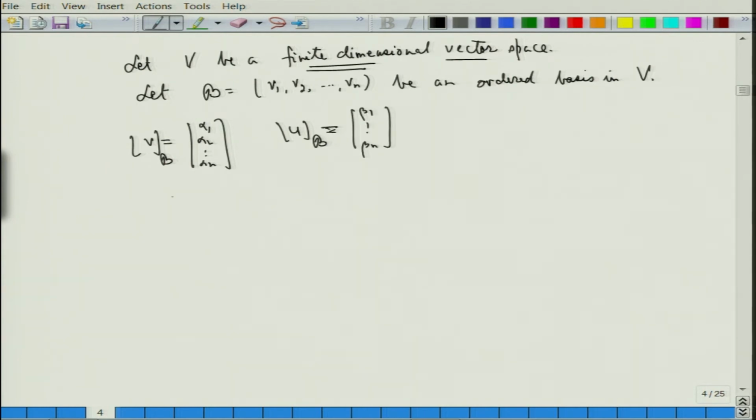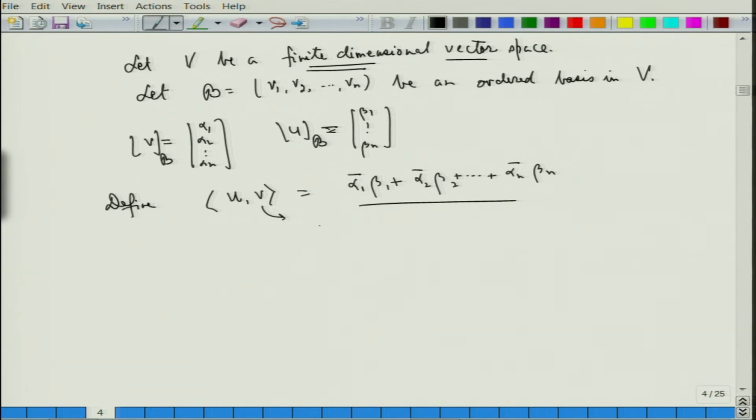Fine. And then we can define our inner product of u and v as follows. v is in the second component, so it will be alpha 1 bar beta 1 plus alpha 2 bar beta 2 plus and so on up to alpha n bar beta n, all right, or the usual that you do, which is the inner product of beta 1 to beta n comma alpha 1 to alpha n. Is that okay? So this is what we have.